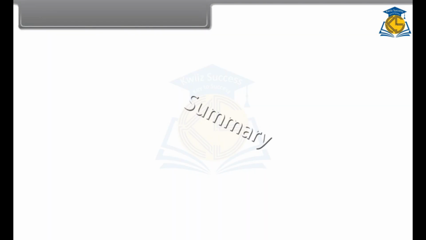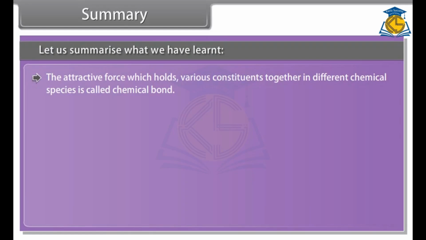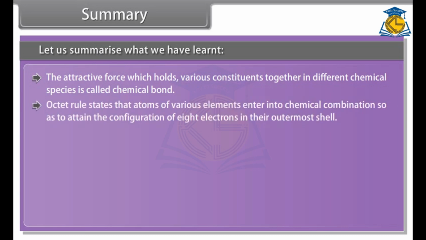Summary. Let us summarize what we have learned. The attractive force which holds various constituents together in different chemical species is called chemical bond. Octet rule states that atoms of various elements enter into chemical combination so as to attain the configuration of 8 electrons in their outermost shell.